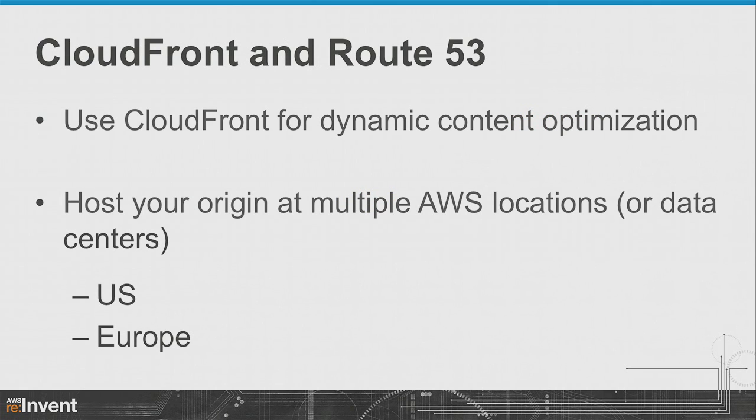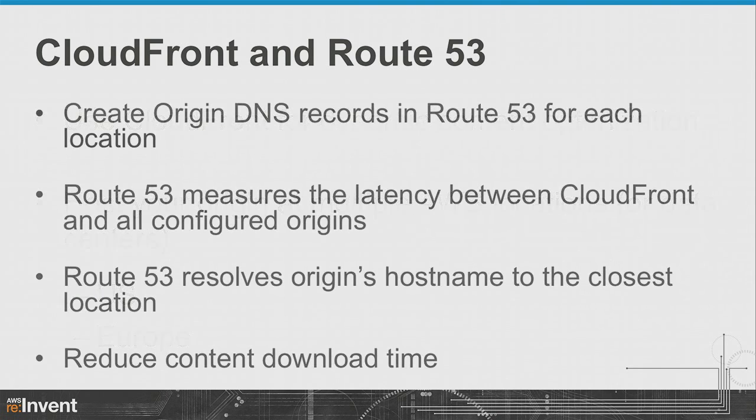Now, what you can do is you can use CloudFront to get connected to the closest location, but there is an origin hostname that you use for CloudFront to go back to your infrastructure. So now what you can do is you can use that origin hostname and point that to Amazon Route 53. And if you have 2 infrastructures in 2 different locations, the origin hostname will resolve to the closest infrastructure. And let me give you an example.